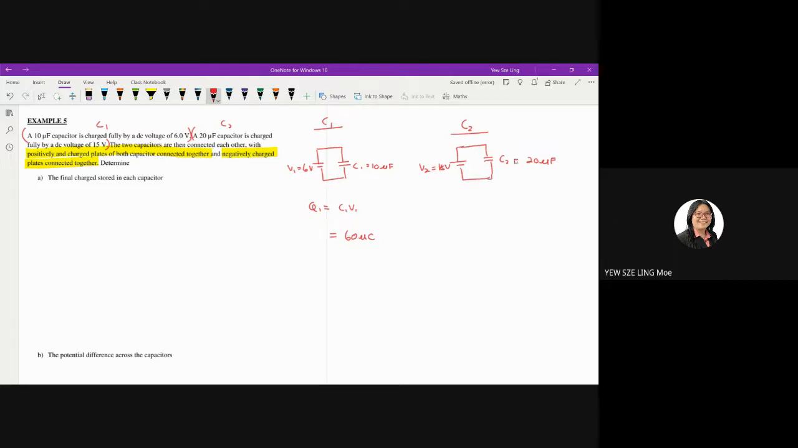So V2, C2, now you connect them like this, and then you charge C2 with V2. So Q2, the charge stored in capacitor 2 right now, equals C2 V2, which then equals 300 microcoulomb. All right, so now you have Q1 equals 60 microcoulomb, Q2 equals 300 microcoulomb. What happened after this? Now you combine them together.